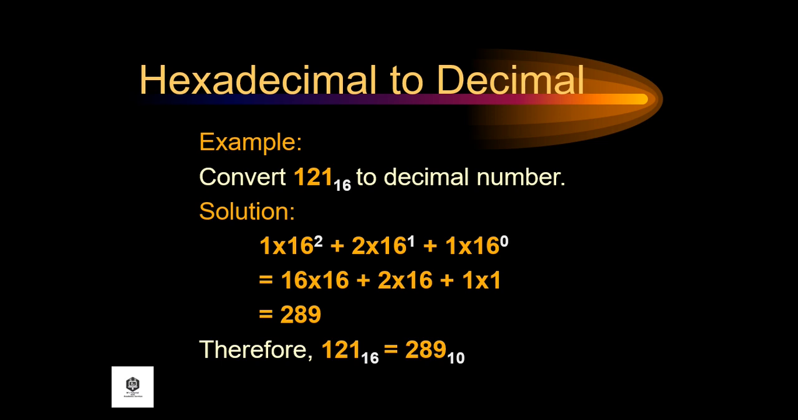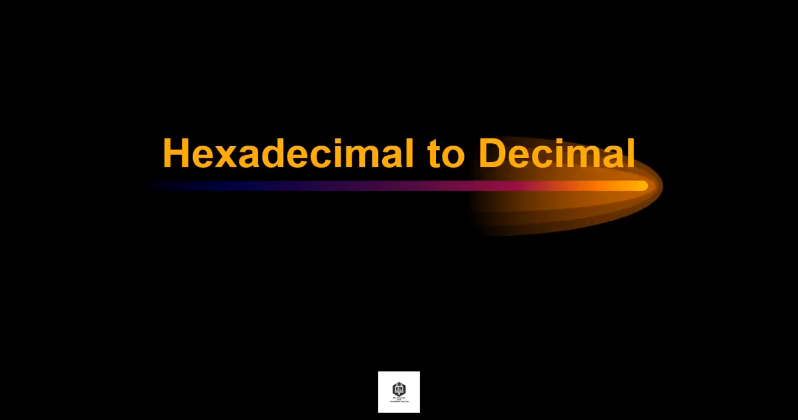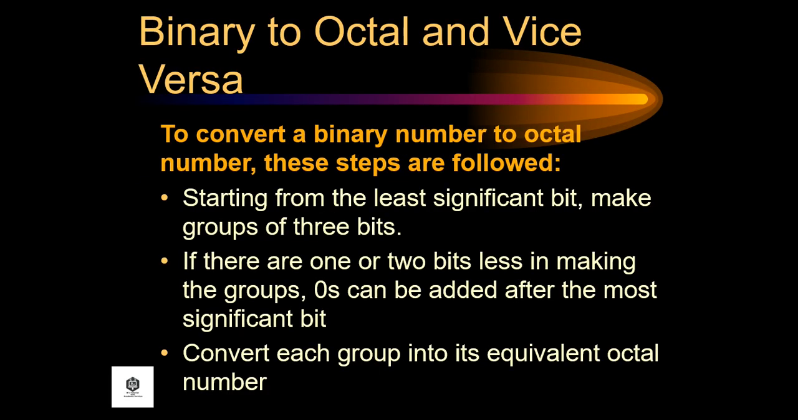Then followed by 16 times 16 plus 2 times 16 plus 1 times 1 is equal to 289. Therefore, 121 in hexadecimal is equal to 289 in decimal. Next is binary to octal.